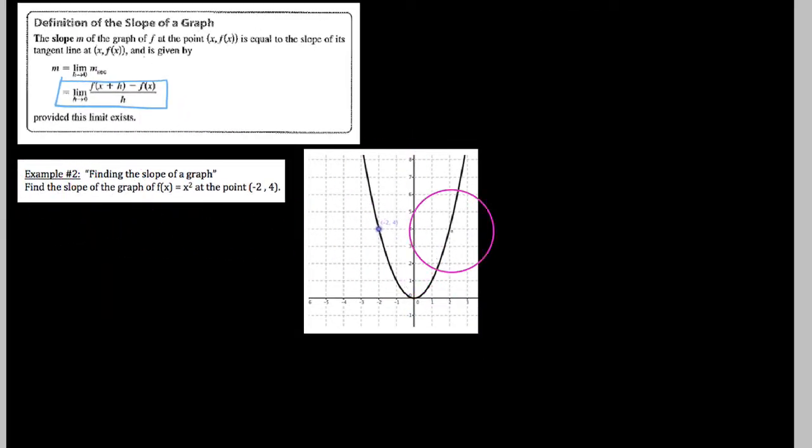The graph that we're going to pick on here is just our parent function f of x equals x squared. Perhaps we want to find the slope of this graph, or the rate of change of this graph, at (-2, f of -2), which is really how we should be writing this. We say f of -2 is our y value, but that happens to be a positive 4.